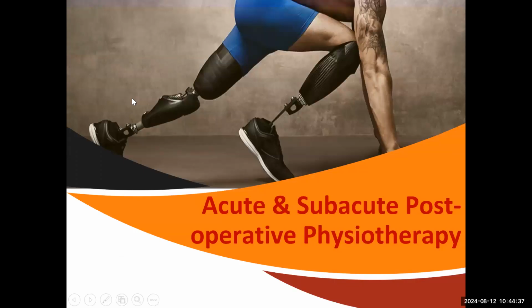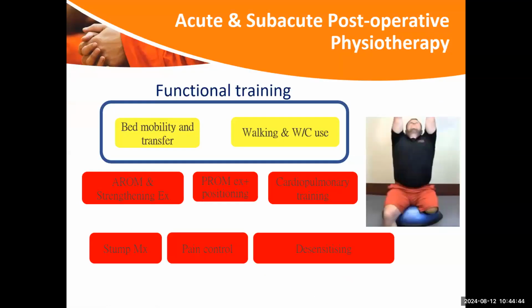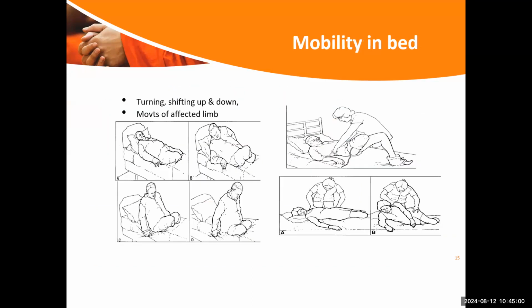So let's look at what we do in the acute and subacute post-operative phase. Now, of course, one of the major things we will do is the functional training to deal with bed mobility and transfer, and also teach them to walk and use the wheelchair. So this is the mobility training. It can be done on the first session.